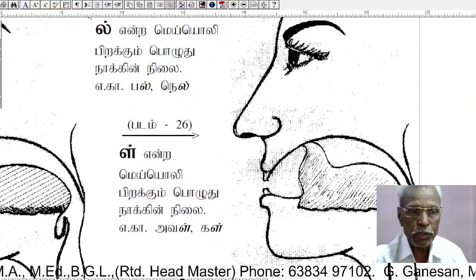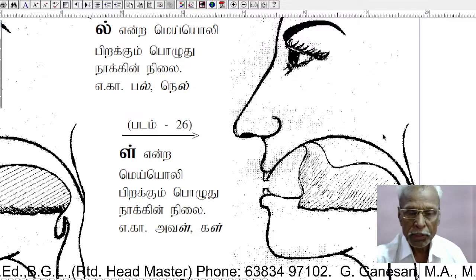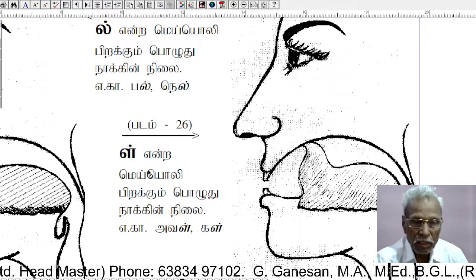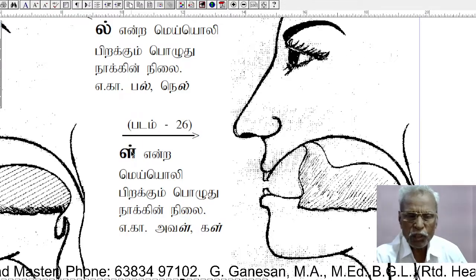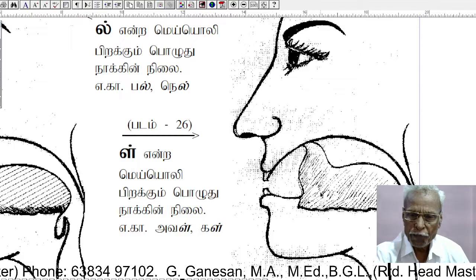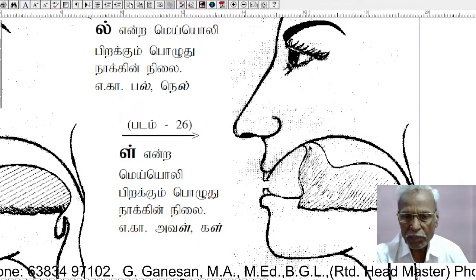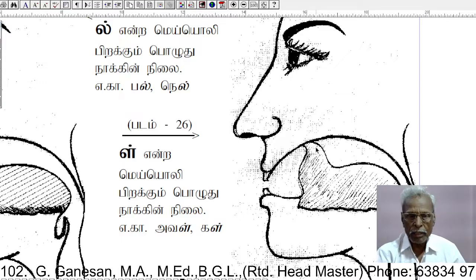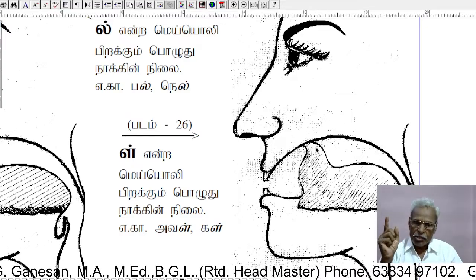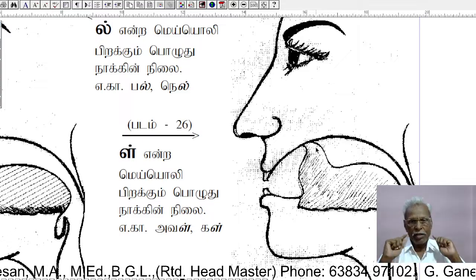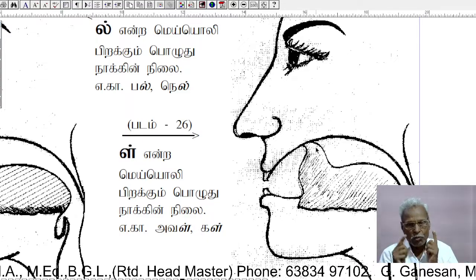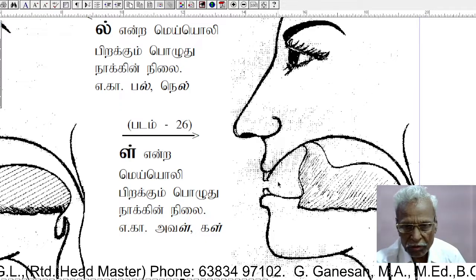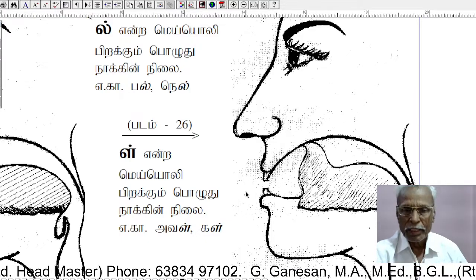See, another peculiar sound special for Tamil. This phoneme is produced by raising the tip of the tongue towards the middle of the roof of the mouth and slightly pressing it and sending out the air through the sides of the tongue and the mouth.